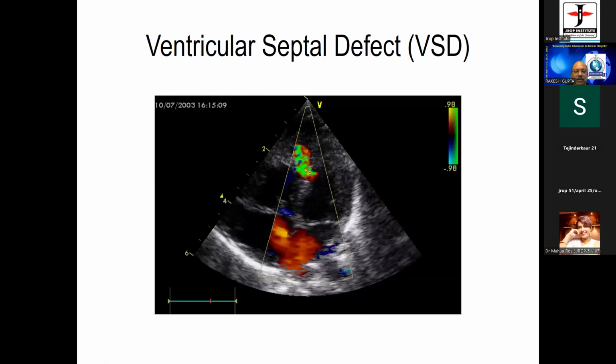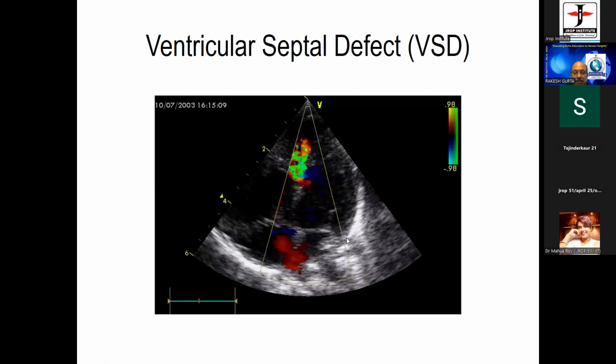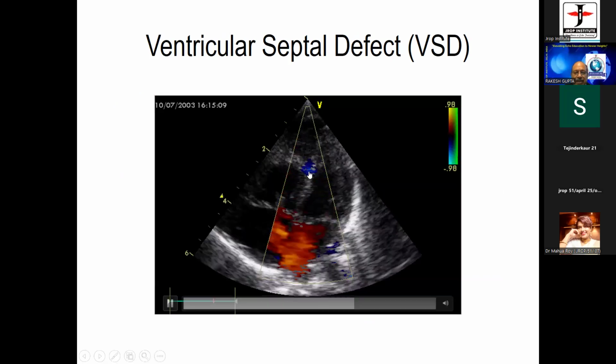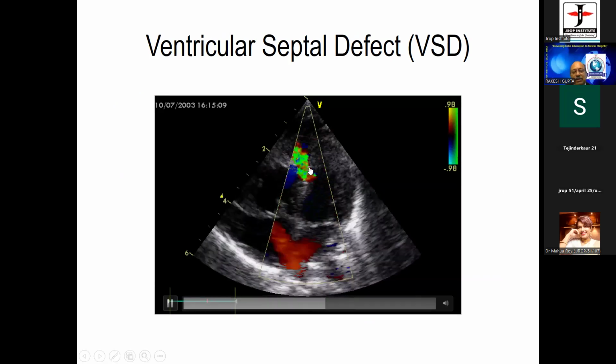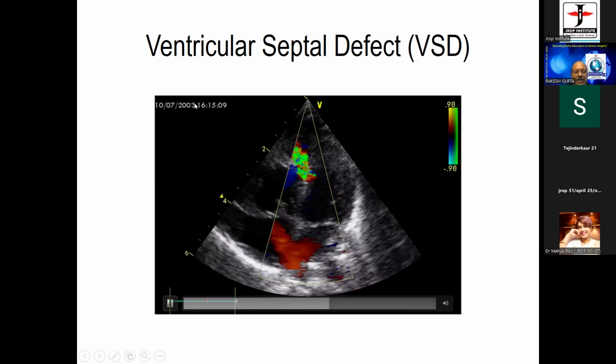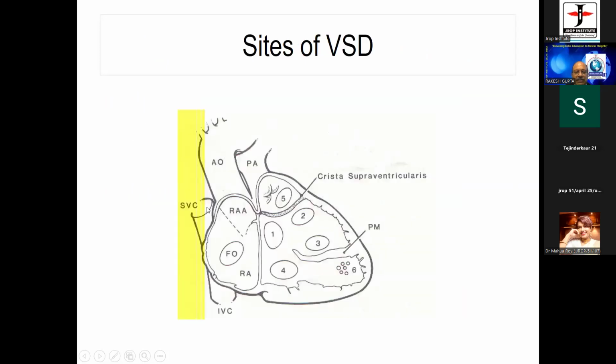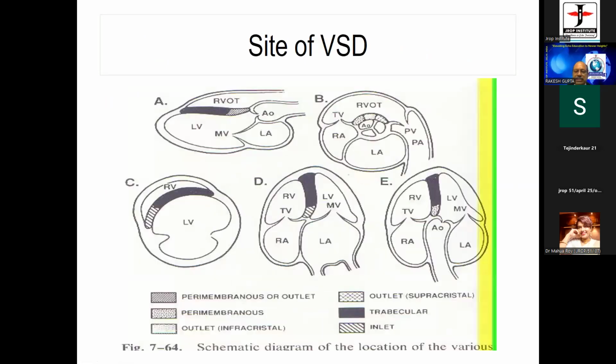So let's move on from ASD to VSD. Now, ASD was a shunt in the intra-atrial septum. Now, the shunt is in the ventricular septum in VSD. It could be inlet VSD, outlet VSD, muscular VSD, perimembranous VSD. And this has been seen in this picture. And this classification is valid till now, like Soto's classification.